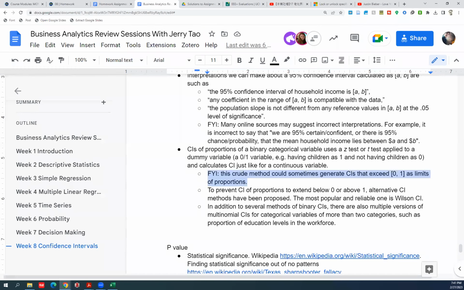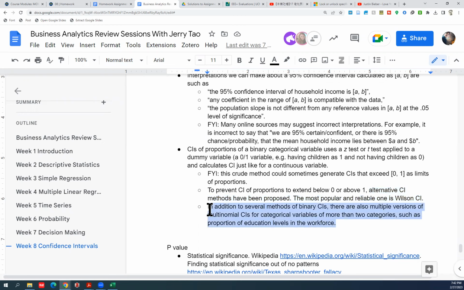However, because of the convenience of this method, many people still use the simple method to calculate confidence intervals. But if you seek some better properties of the confidence intervals, there are alternatives you can use. The one that prevents any confidence interval from going beyond 0 and 1, the most popular and reliable one, is the Wilson confidence interval. I recall that it was created in 1927, so it was even before the first recession. So the old method still works pretty well.